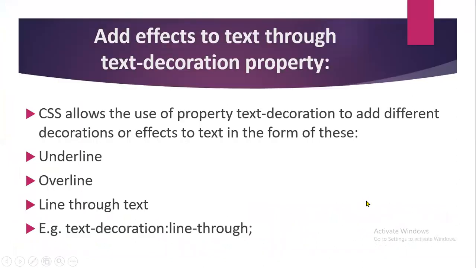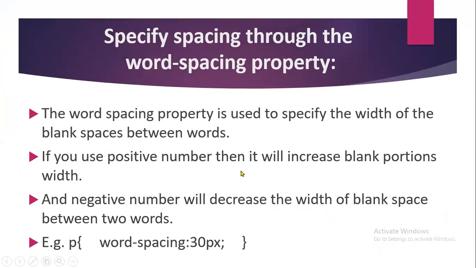Then the next property we have is word spacing. The word spacing property is used to specify the width of the blank spaces between the words. If you use a positive number, it will increase the blank portion's width, and if you use a negative number, it will decrease the width of blank spaces between two words. How to use this? Word spacing property, colon, the value of the word spacing.